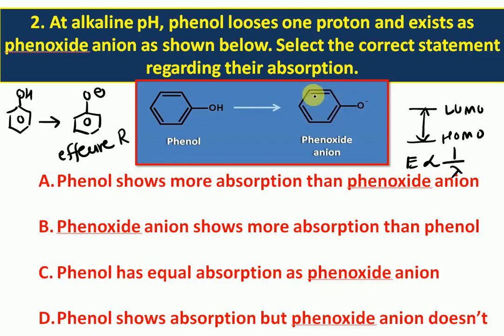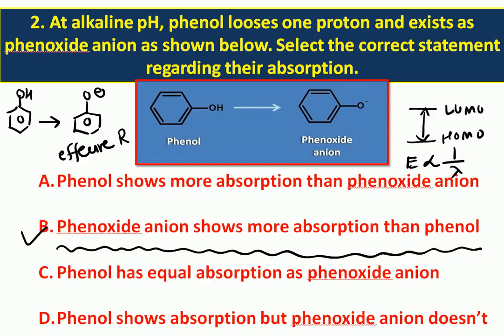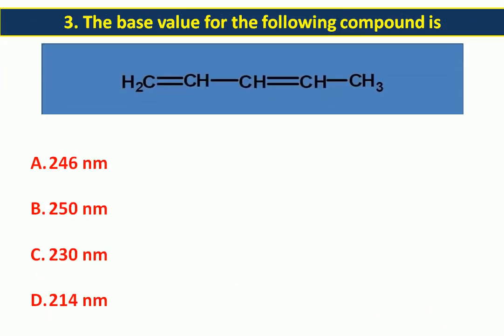So phenoxide anion is going to show more absorption than phenol, and it is given in option number B. Phenoxide anion shows more absorption than phenol. Here more absorption means red shift, and red shift is also called bathochromic shift. So in presence of alkali, phenol shows bathochromic shift, increase in wavelength. Let us go for question number 3.